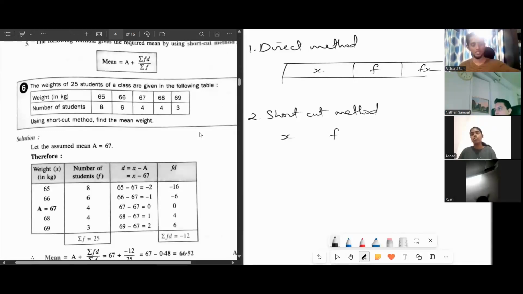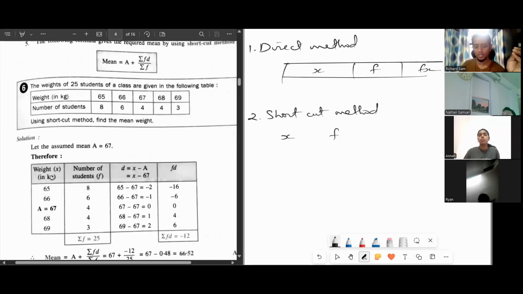Okay, let's look at a question. The weight of 25 students of a class are given in the following table. So weight in kg and the number of students. So 65, 8. What does that mean? Okay, 8 students, their weight is 65. Then 66 kg, there are 6 students. Okay, and so on. Now, similarly, the first column is your x, second column is the frequency.